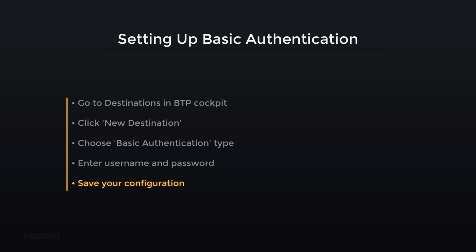Save your configuration. This means securely storing your authentication details so your app can reuse them without manual input. For example, after entering API credentials in your SAP BTP service, you save them in the service configuration. This ensures your application remains connected and functional. Always save to maintain seamless access.